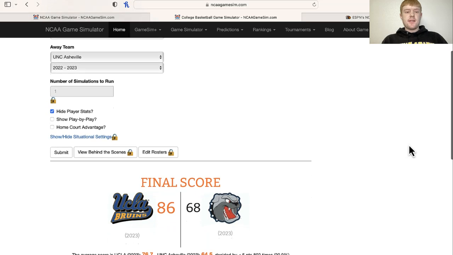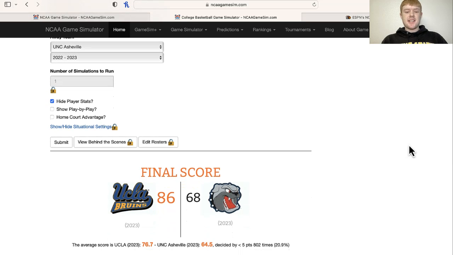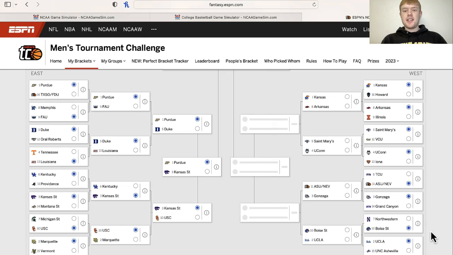And in the 2 versus 15 seed matchup, UCLA is going to beat UNC Asheville, and the 2 seed moves on. And so 2 seeds versus 15 seeds were 50-50, which is kind of surprising. And we have, looks like, another somewhat normal regional here.